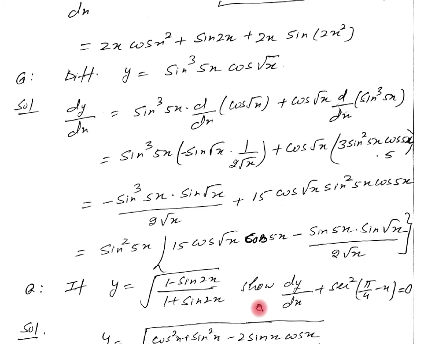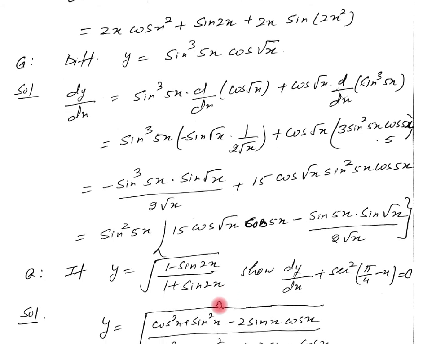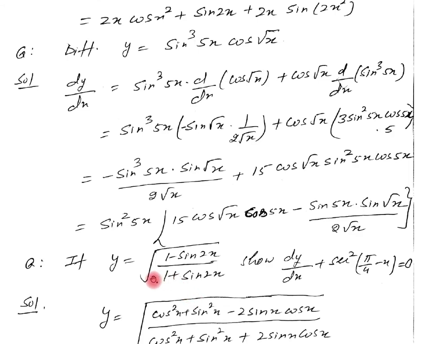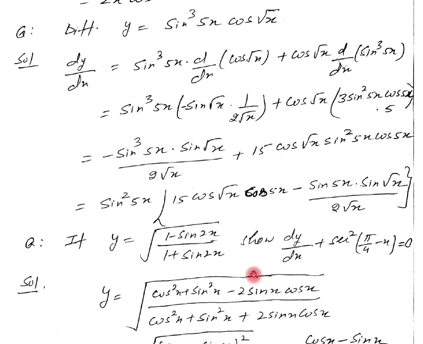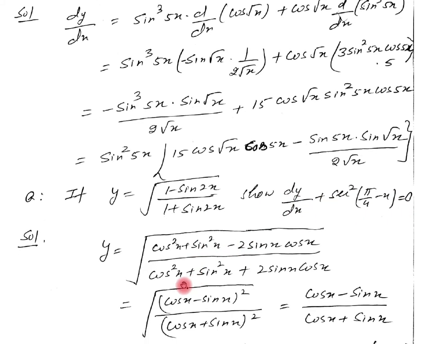Now see this question, one of the important questions in differentiation as well. This type of question is asked in integration also. Now here if y equals this, we have to prove dy by dx plus secant square of pi by 4 minus x equals 0. One of the important questions of the exercise. First we have to simplify this expression, then we have to prove the expression. Now let us see how to do the question here.